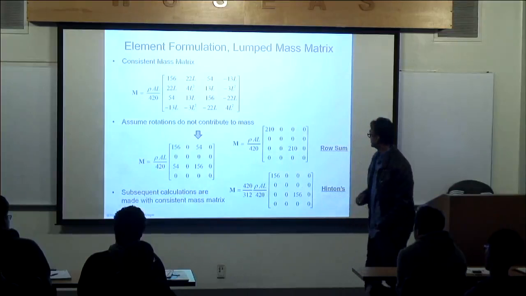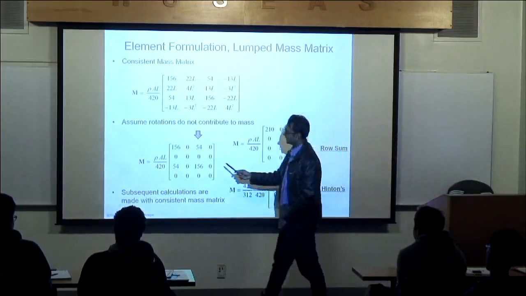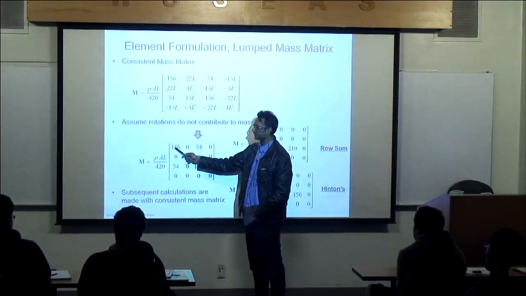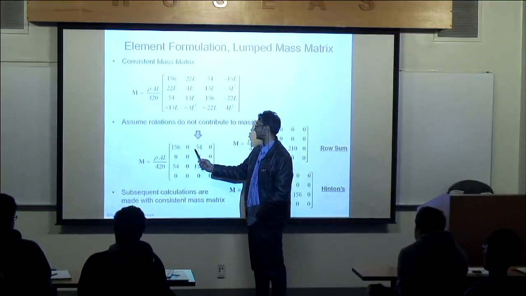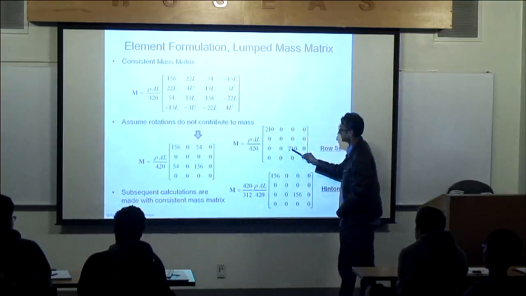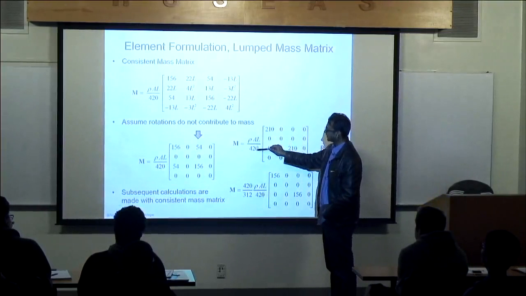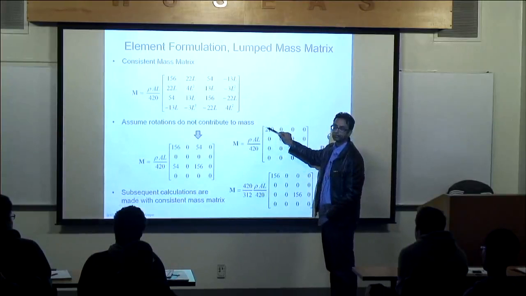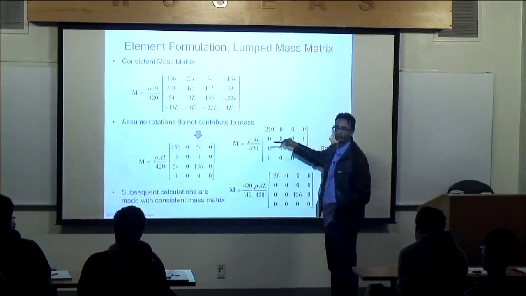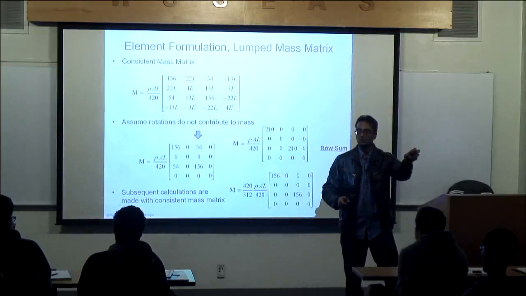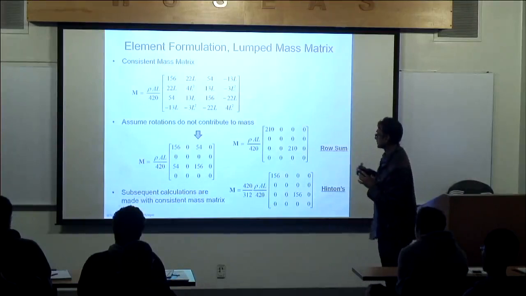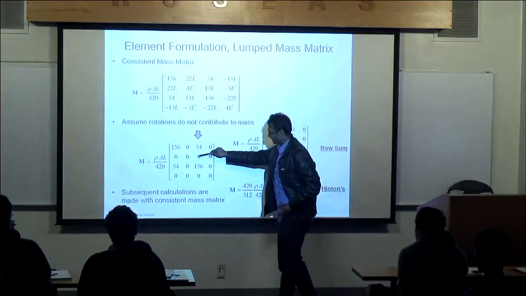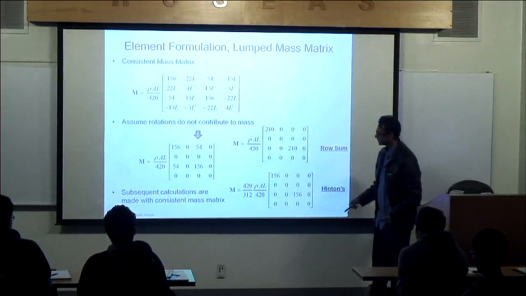The second thing they do, the row sum approach, basically adds this row and puts them all in that location. So what is that? That's about 210. So I put 210 there and 210 here. Now rho AL over 420 times 210 is rho AL over 2 there. So I'm putting basically half the mass on one node and the other half of the mass on the other node. That's what that method is doing. And then here at the bottom right is Hinton's rules method.